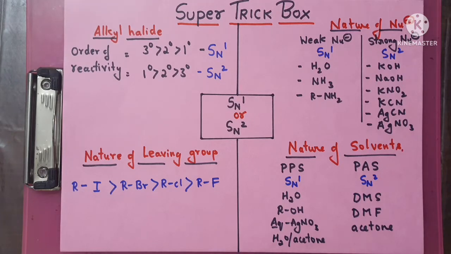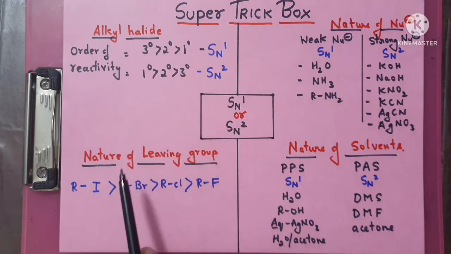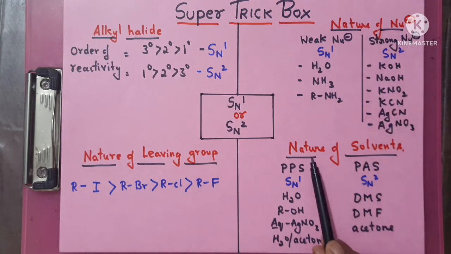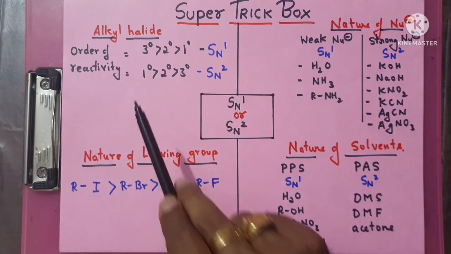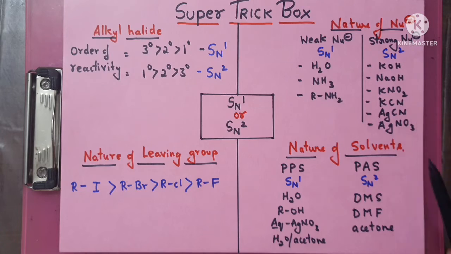Here, if you observe in this trick box, on one side we have alkyl halide, nature of leaving group, nature of nucleophile, and nature of solvents. So in this video I will just be telling you about this trick box. In my next video I will tell you how we are going to use each of them and how to solve the different types of questions. We are going to have a very good practice session. Children, let us start with the first one.